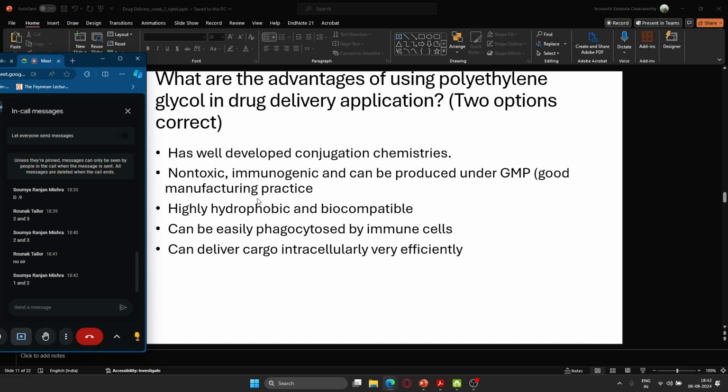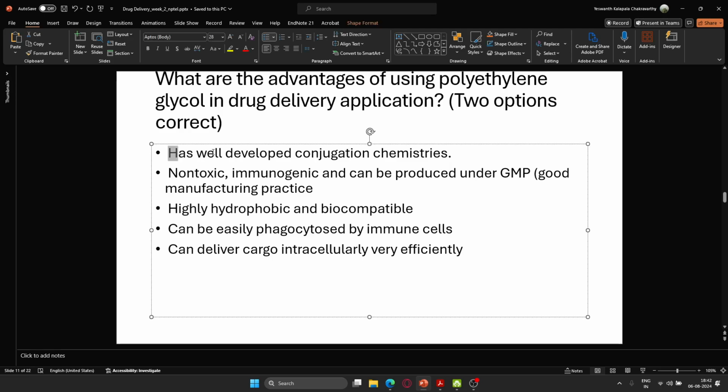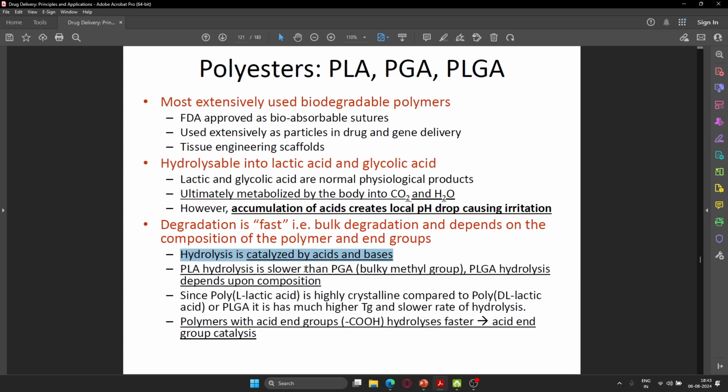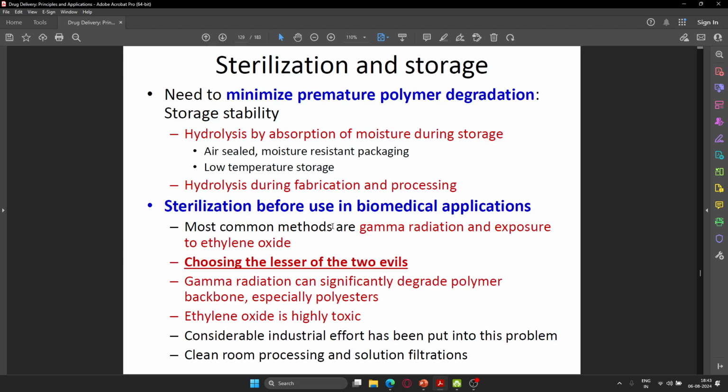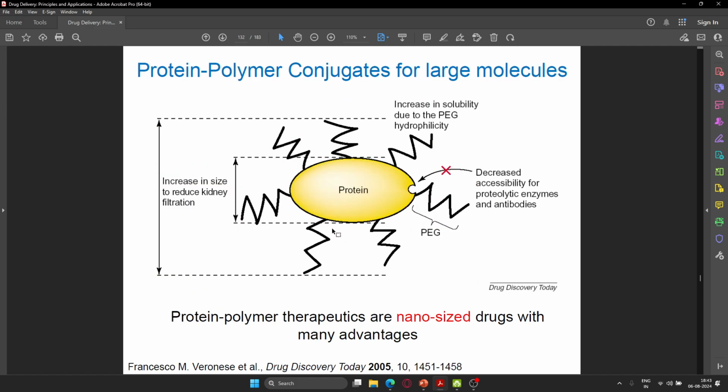Soumya says 1 and 2. Any differing views? 2 and 3. Okay, interesting. Okay, so let's go over, since both of you agree on 2, let's discuss 1 and 3. Okay, so 1, it has very well developed conjugation chemistries, which is true. So if you look at the PEG chemistries, we have discussed several addition reactions and so on, right?